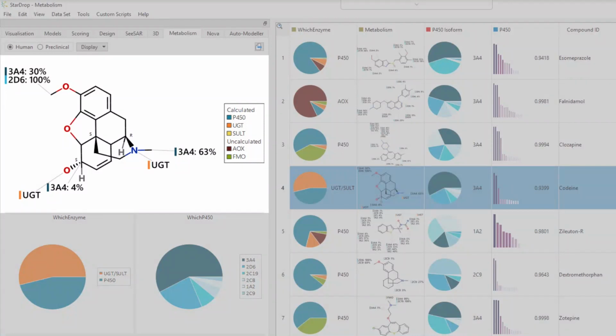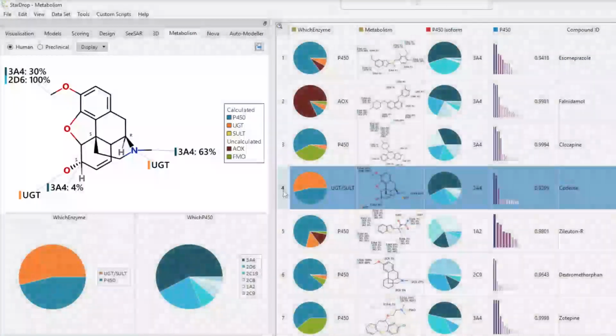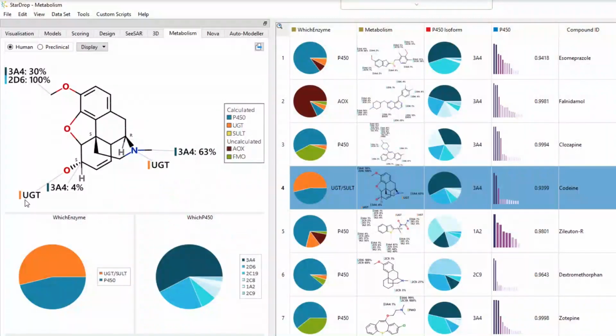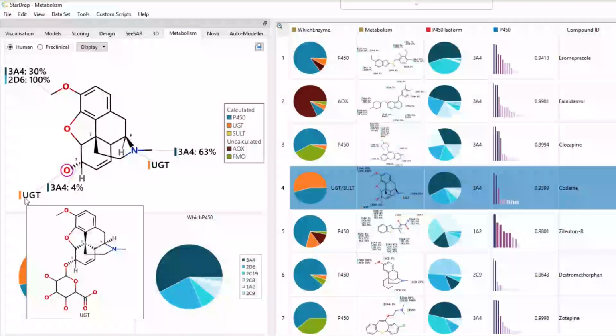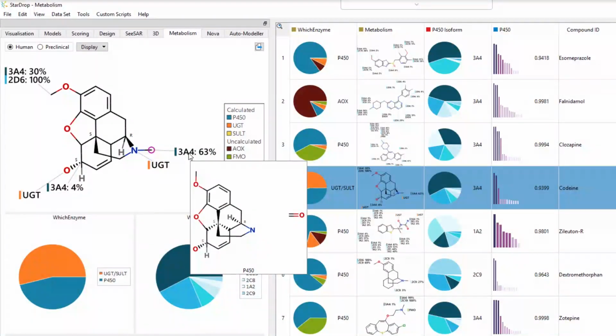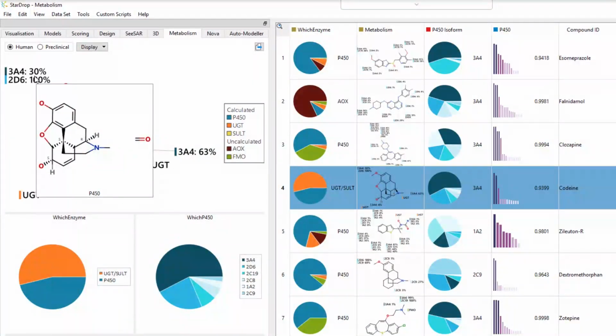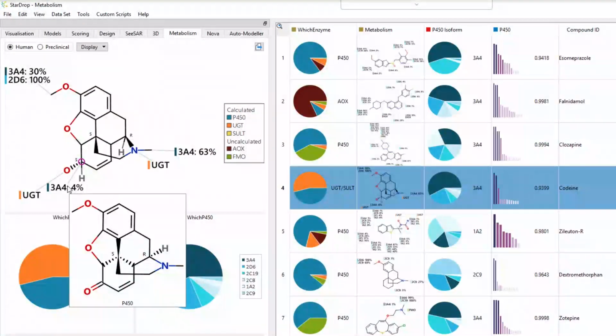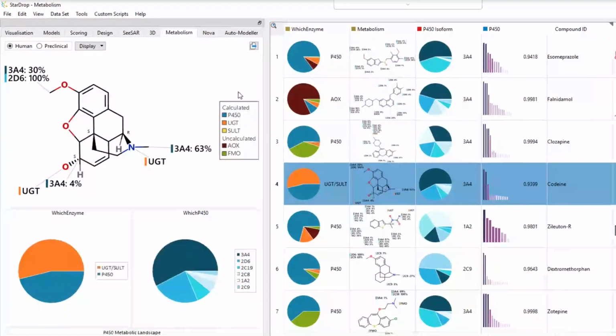The predicted regioselectivity of metabolism for these major enzymes and isoforms is summarized above. Here we can see that UGT is predicted to glucuronidate codeine on the nitrogen and hydroxyl groups. For 3A4 we primarily expect to see demethylation at the nitrogen and the methoxy groups, while all of the 2D6 metabolism would occur through cleavage of the methoxy group. Hovering over a predicted site of metabolism shows the corresponding metabolite.